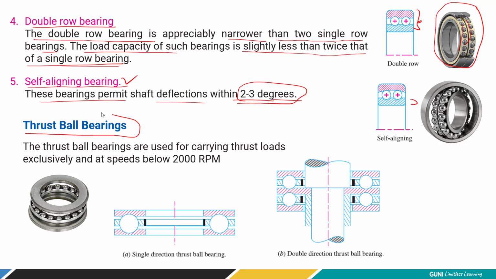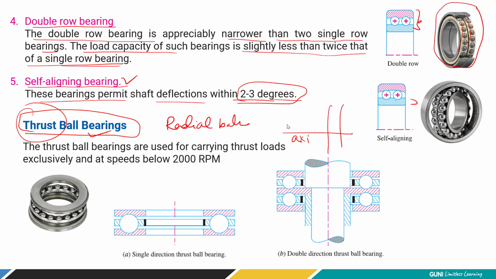Now the last type is simply a thrust ball bearing, right? We have seen the radial ball bearing. Now let's look at the thrust ball bearing. Now basically where are the thrust ball bearings used? What is thrust? Thrust means the load is acting parallel to the bearing axis, like this. This is the load axis. So the bearing is like this, and the rolling element is like this. Thrust ball bearings are used for carrying thrust loads exclusively at speeds below 2000 rpm.